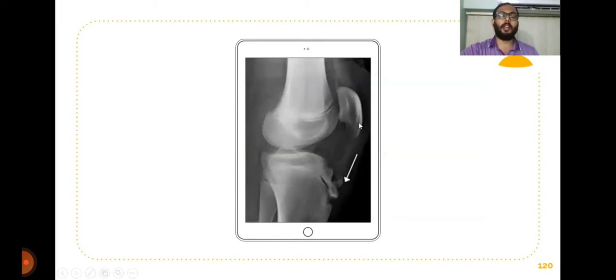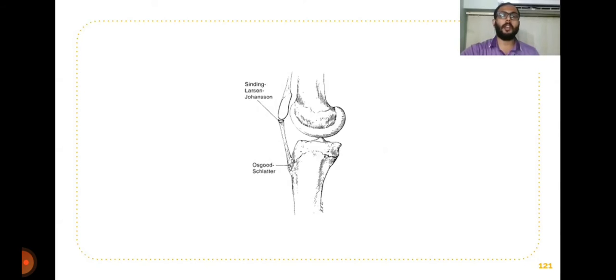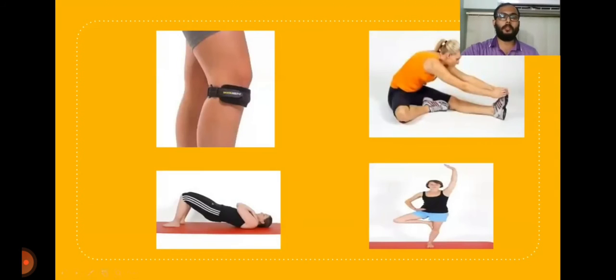In that particular condition, the inferior pole of the patella is affected. That age group is 12. In the 15 age group, the tibial tuberosity is affected. And between 15 and 30, more commonly the patellar tendon is affected. The clinical examination test for all three is the same: ask the patient to extend the knee against our resistance. This is seen in Sinding-Larsen-Johansson, where the inferior pole of the patella is affected. In Osgood-Schlatter, at the age group of 15, the tibial tuberosity is affected.